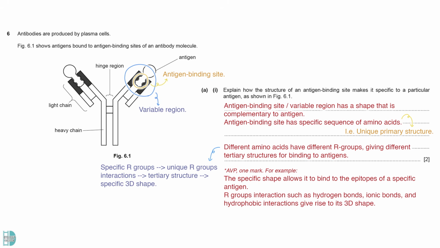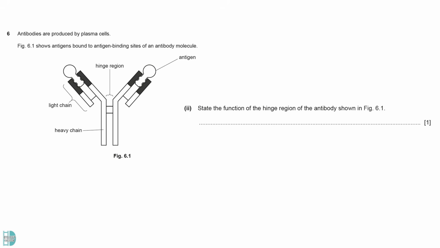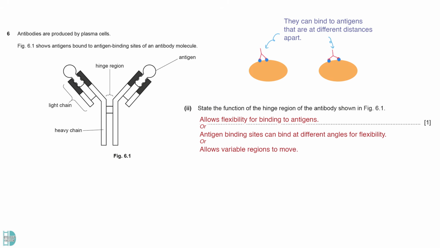There is a mark for AVP. You can talk about the epitopes of the antigen or name the R group interactions. The hinge region gives flexibility for its binding to antigens. The two antigen binding sites can move and bind at different angles. This ability allows them to bind to antigens that are at different distances apart.